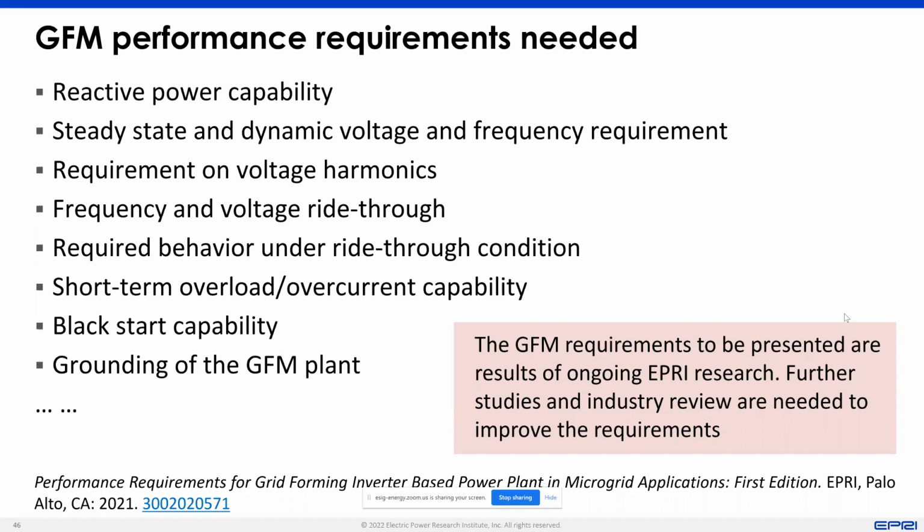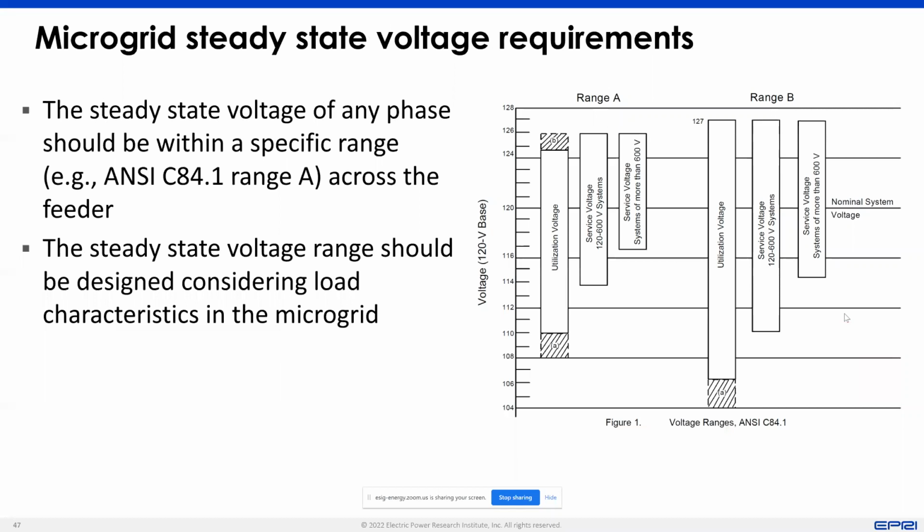Now, I just want to give one example on how we come from the very high level system level performance requirements and then zoom in to see what we need to require for a grid forming plant such that that system level performance requirement can be met. Now, when I say that, I don't mean that just by relying on the grid forming inverter itself, all your system level performance requirements will be met.